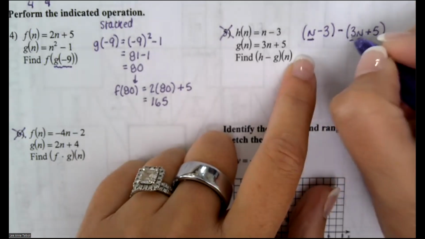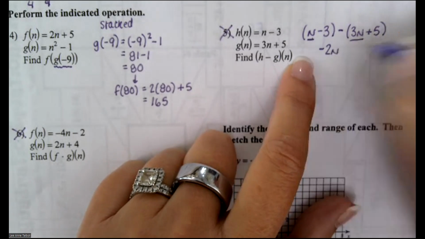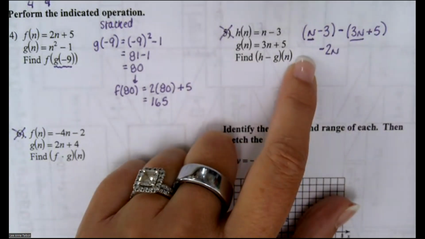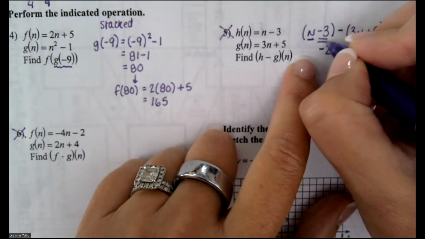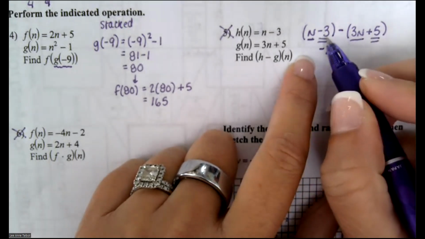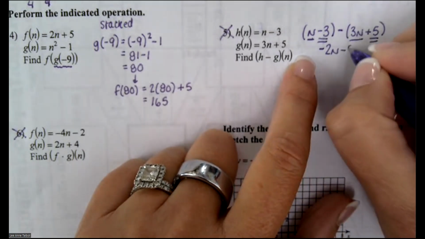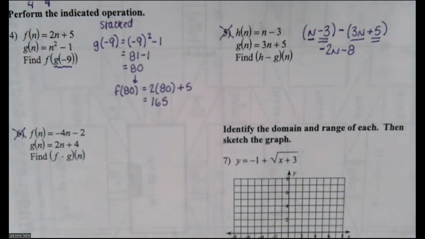So n minus 3n is negative 2n. And negative 3 minus 5 is negative 8. And that problem is done. Don't overthink it. You're just subtracting them.